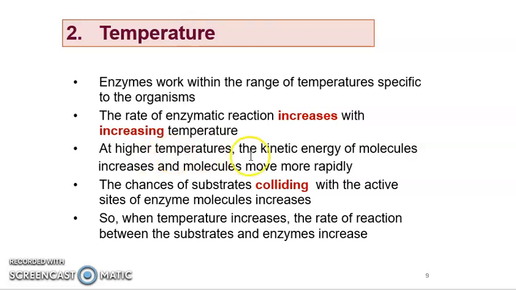Okay, why? Because at higher temperature, the kinetic energy of molecules will increase and molecules move more rapidly. So berlakulah pergerakan molekul tu dengan lebih cepat. So the chances of substrate colliding with the active site of enzyme molecule increase. So when temperature increases, the rate of reaction between the substrate and enzyme increases. So the keyword here is when temperature is high, the kinetic energy of molecules will increase and molecules will move more rapidly. So the chances, ataupun kita kata the colliding between the substrate and also the active site of enzyme also will increase.